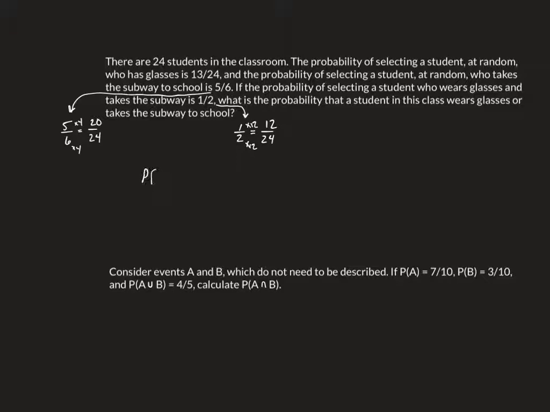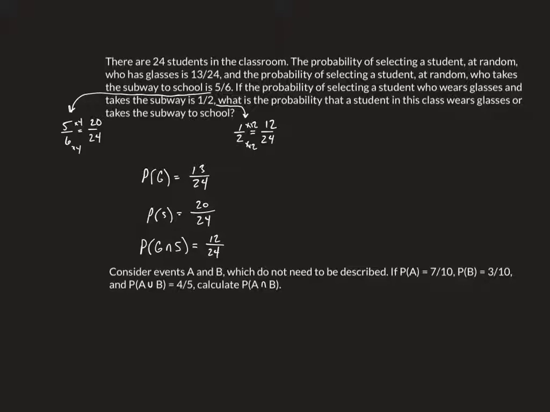All right, so here's what we know right now. We know that the probability of, say, glasses is 13/24. The probability of the subway is 20/24. And I know that the probability of glasses intersection subway, because those are the people who do both, is 12/24. What is the probability that a student in this class wears glasses or takes the subway to school?